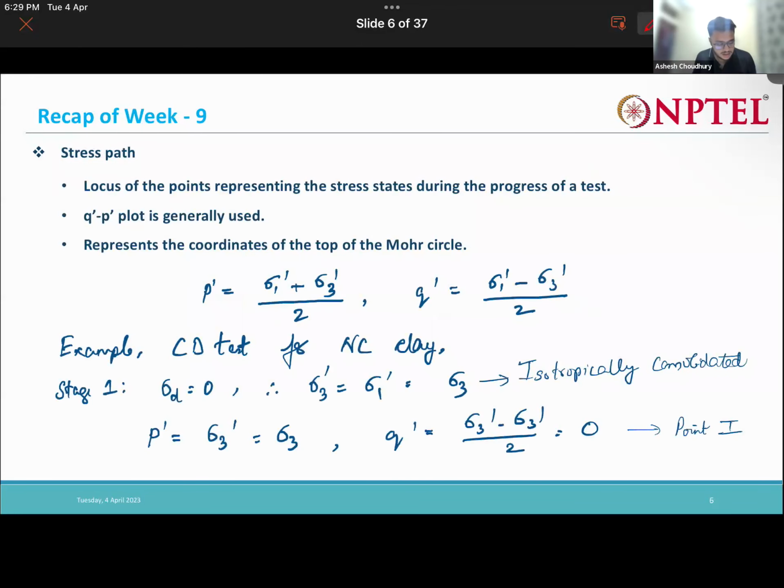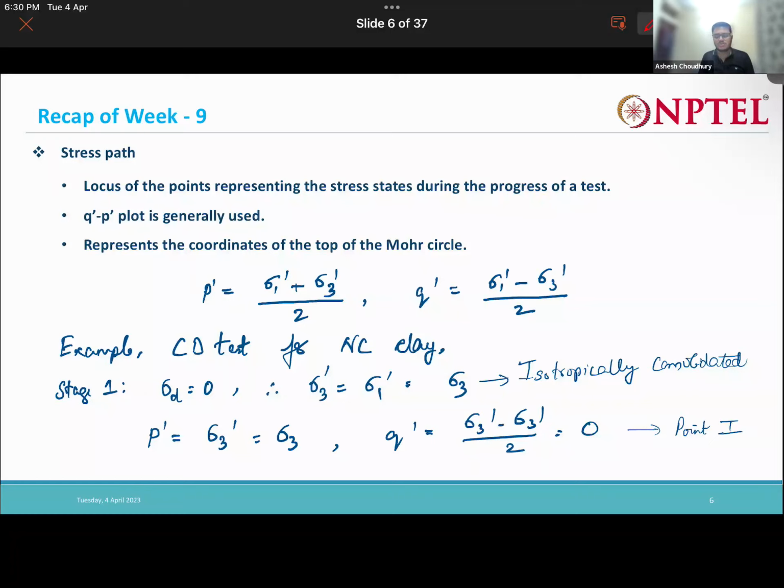Okay, so the next topic that was introduced in the 9th week lecture was stress path. So what is stress path actually? The stress path is nothing but the locus of the points representing the stress states during the progress of the test. While we are doing a test, take for example a triaxial test. For simplicity, we can even take the UCS test.